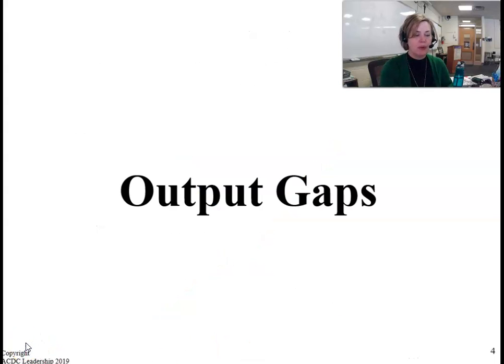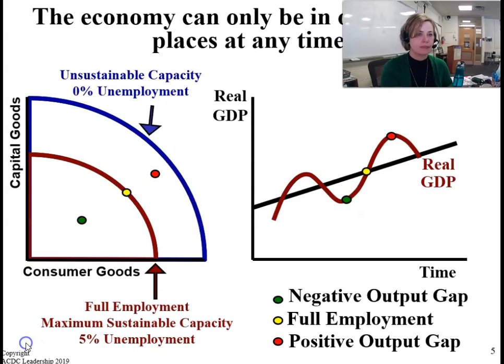Output gaps. What are output gaps? The economy can be in one of three different places. There can be a negative output gap here, shown on the production possibility curve, where resources are not being used efficiently. We can be at full employment, where resources are being used efficiently. Or we could have what we call a positive output gap out here, where the economy is accelerating quite fast.